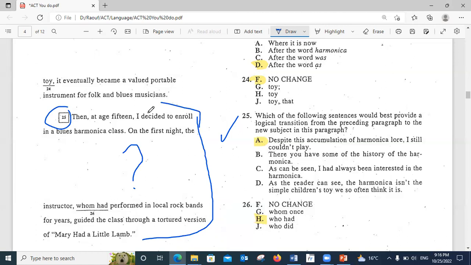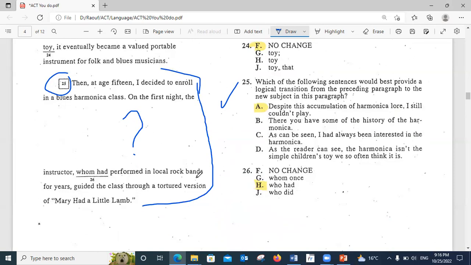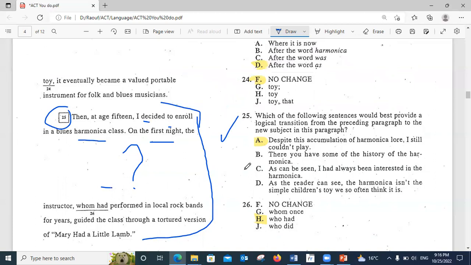Then at age 15, I decided to enroll in a blues harmonica class. On the first night, the instructor, who had performed in local rock bands for years, guided the class through a tortured version of Mary Had a Little Lamb. I think it's about his decision to enroll in a class, the instructor of this class, and what he did. Let's see which sentence introduces this idea.